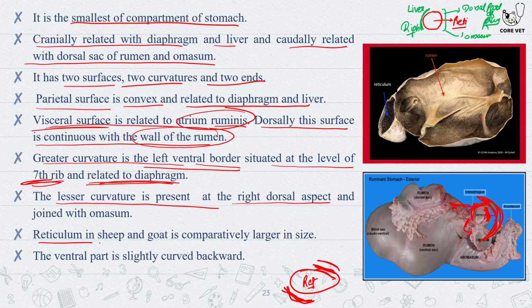So the reticulum in sheep and goat is comparatively of the larger size, and the ventral part is slightly curved backward. You can see here also that this is the ventral part, right, which I am marking. This is the ventral part, and this is slightly curved also, right? Slightly curved backward.